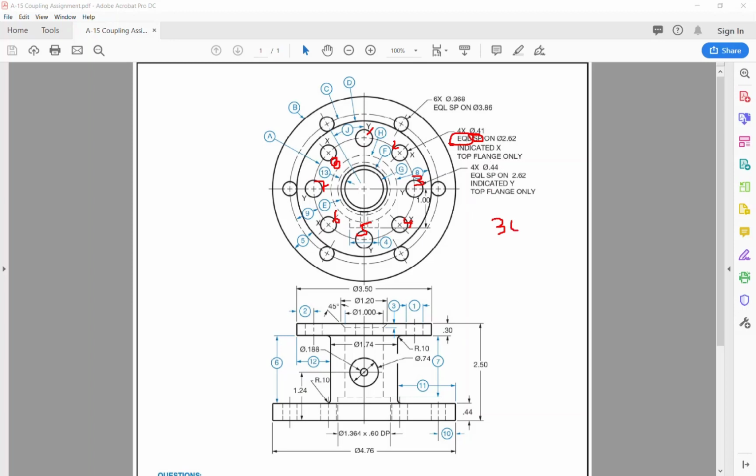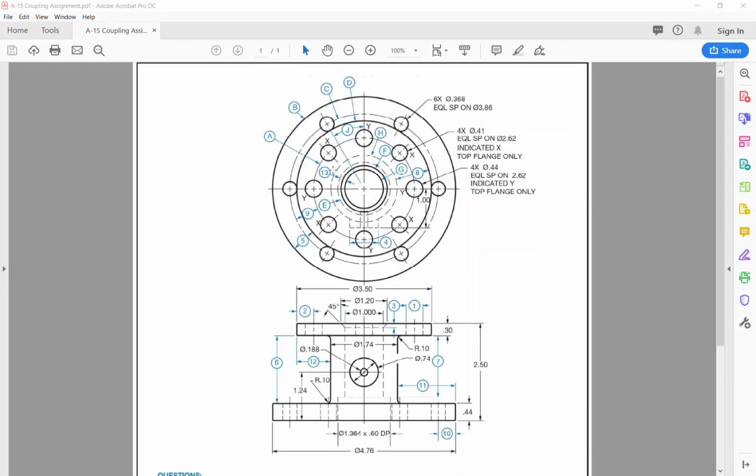So if I take 360 degrees and divide that by 8, what do I get? I get 45 degrees of separation between each hole. So these are 45 degrees apart. We don't have to place an angular dimension because the holes are equally spaced, and we're just dividing a 360 degree circle by how many holes there are on that circle.